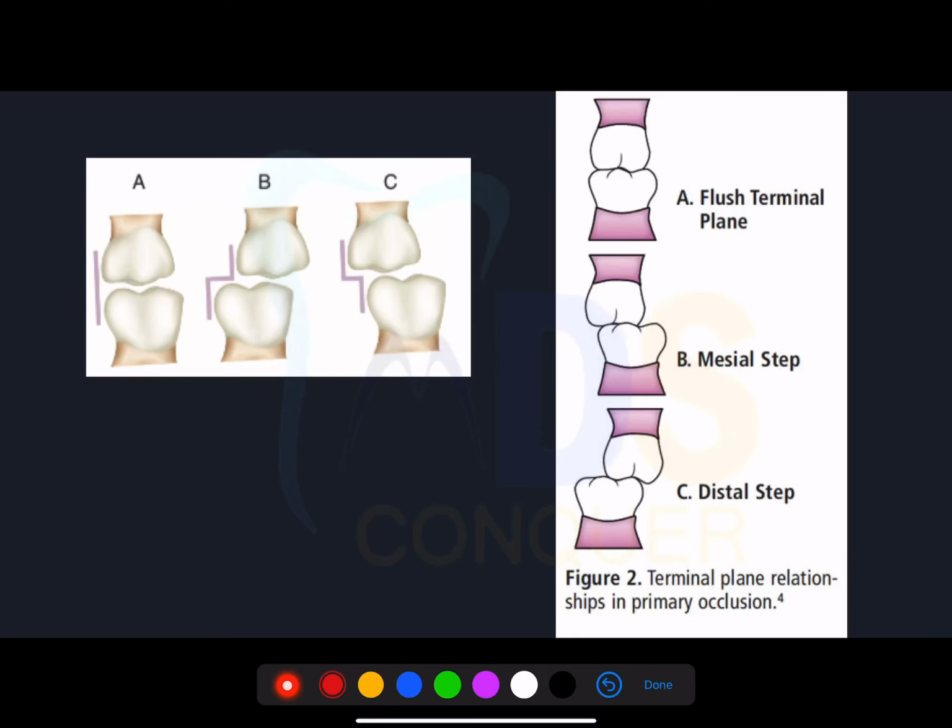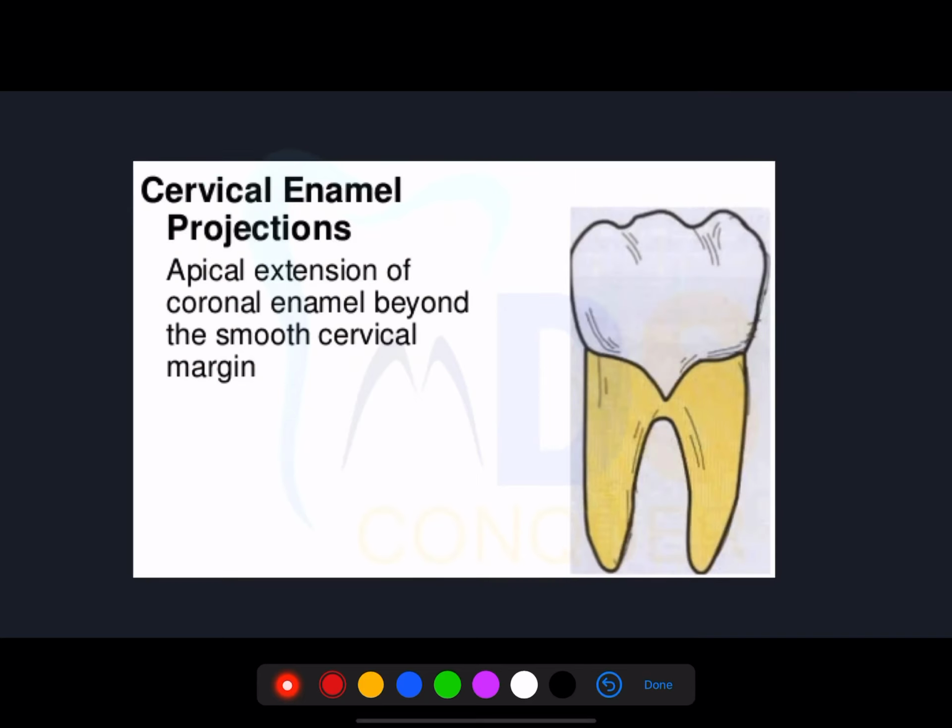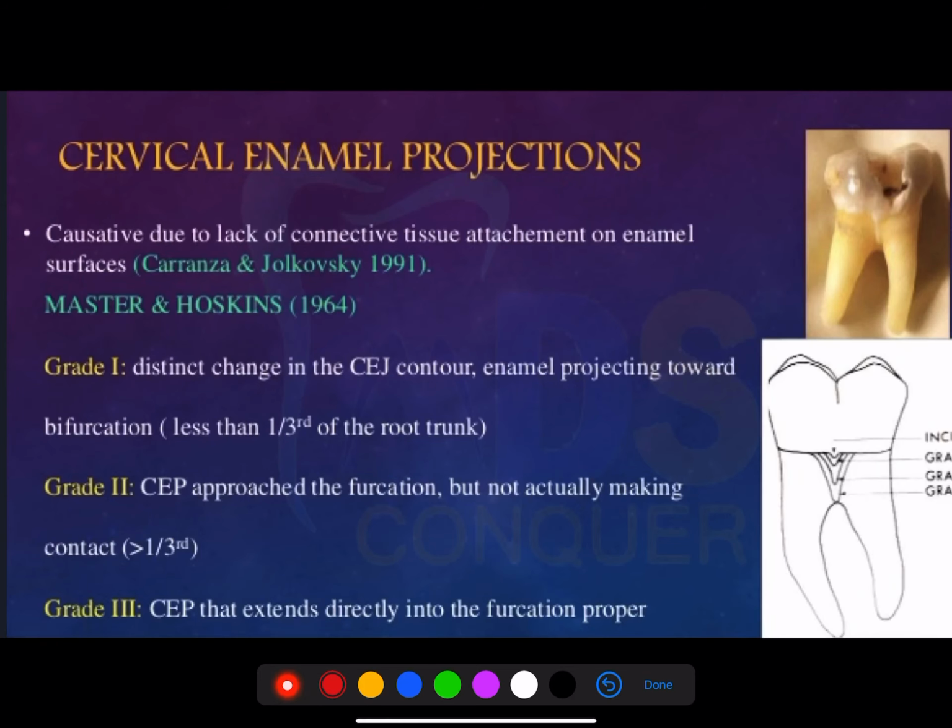Of course, we have questions on this in the INICET, in the AIIMS, in last year's AIIMS, and of course in the NEET too. And I hope you are very, very familiar with the terminal plane relationship. They can ask you. And this is cervical enamel projection, that is the apical extension of the coronal enamel. So normally your enamel will end at the cementoenamel junction. Sometimes some enamel can extend onto that area, that is called cervical enamel projections.